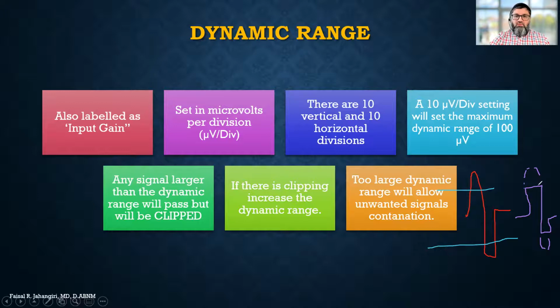So it is different from the artifact reject. The artifact reject will stop the averaging. It will not pass anything.